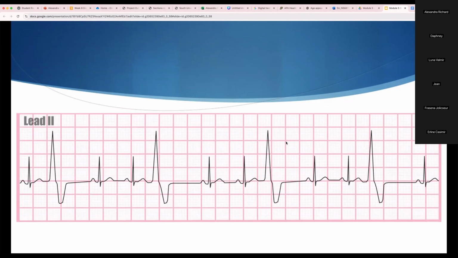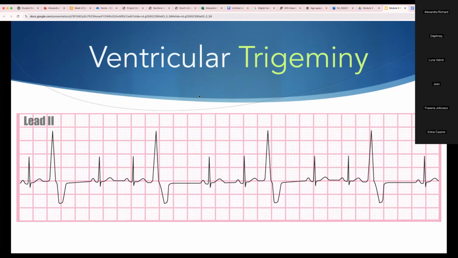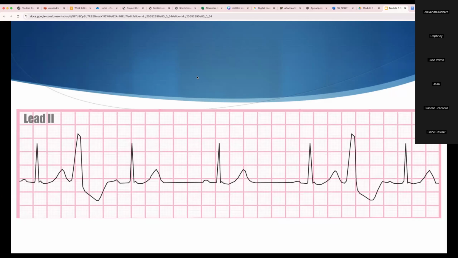What about this one? It says bigeminy, trigeminy, or quadgeminy. Very good. This is trigeminy. So the tri means three, so it means that the PVC is always number three. So the more complicated it gets, usually the first PVC, like the normal heartbeats are cut off. So 1, 2, 3. 1, 2, 3. 1, 2, 3. Because the PVC is always number three, ventricular trigeminy. Very good. And then what about this one?